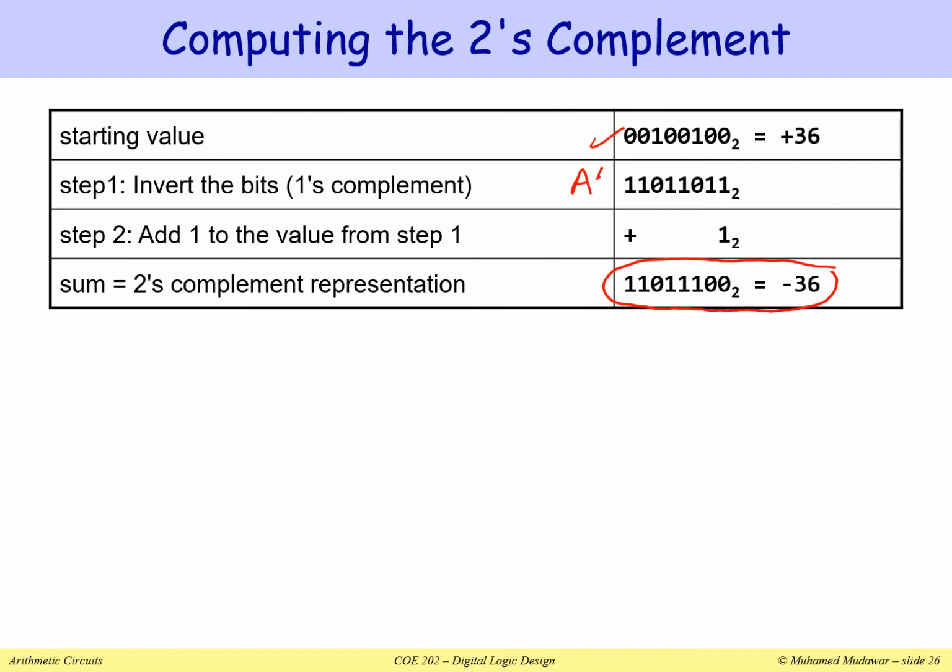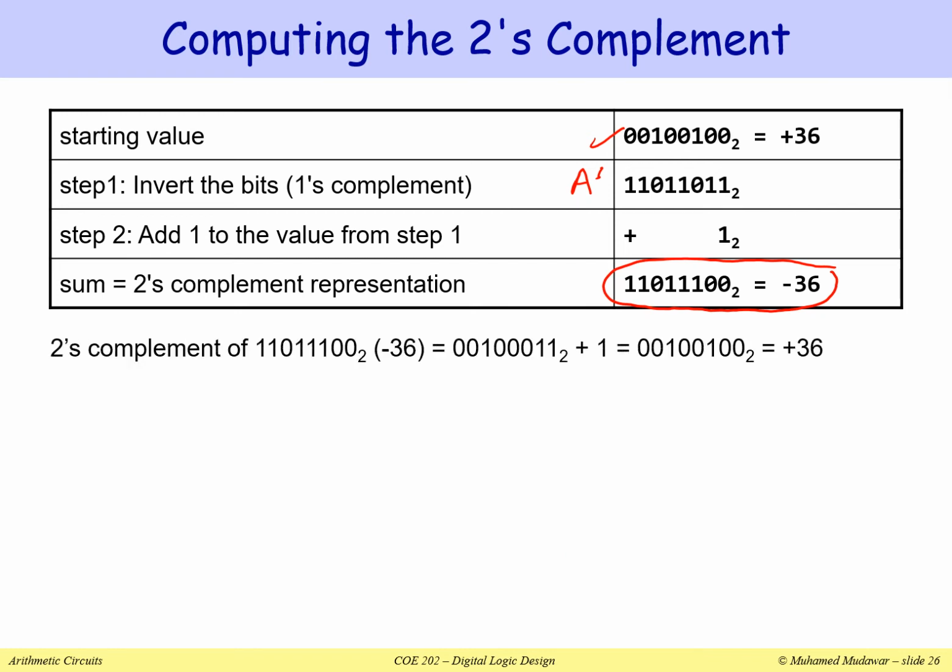That's how we obtain negative 36. So we take plus 36, we take the 1's complement of plus 36 by inverting all the bits, and then we add plus 1. So that's how we calculate the 2's complement of plus 36.